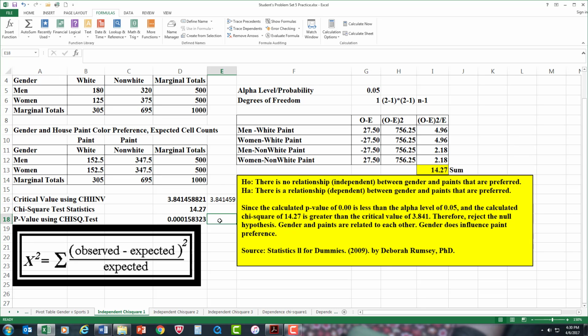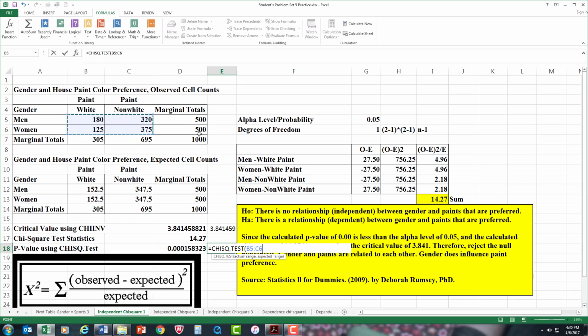And you want to come up with a p-value also. And for a p-value, use the chi-square test. So if I type in chi-square test, there it is. And now it's asking for the actual observed range right there. Don't include any labels or the totals. And comma, now it's asking for the expected range. There it is. And there, I came up with the same p-value.